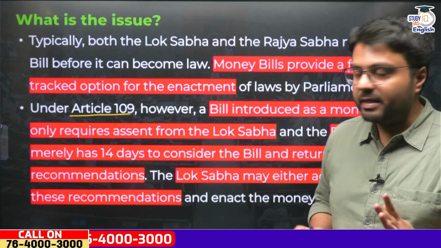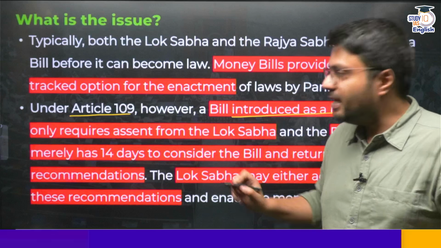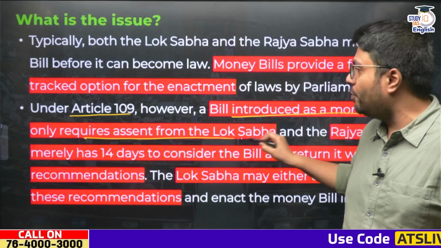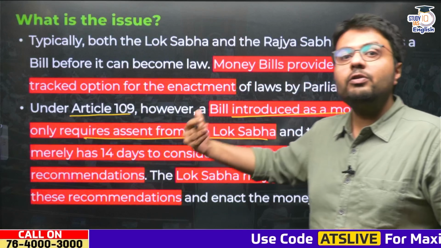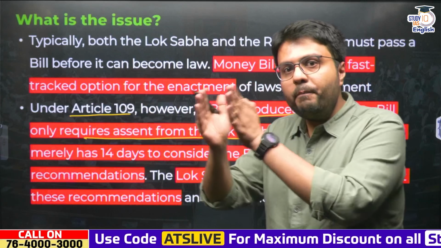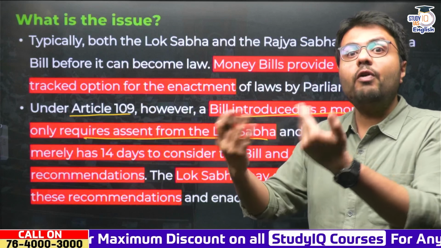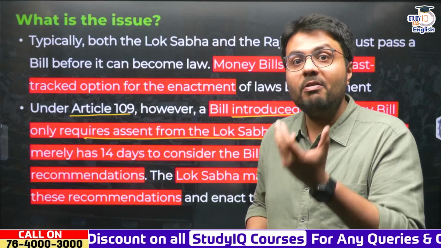The reason behind it is Article 109. Article 109 says that if a bill is introduced as a money bill in Lok Sabha, then it only requires assent from Lok Sabha. So here, the powers of Lok Sabha become superior to that of Rajya Sabha. So suppose you pass a money bill from Lok Sabha, when it goes to Rajya Sabha, the powers of Rajya Sabha with respect to money bill are limited.